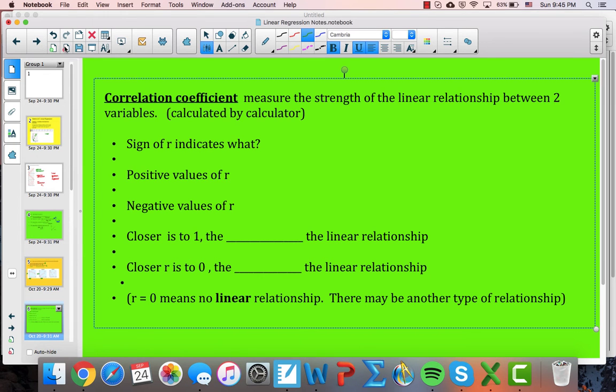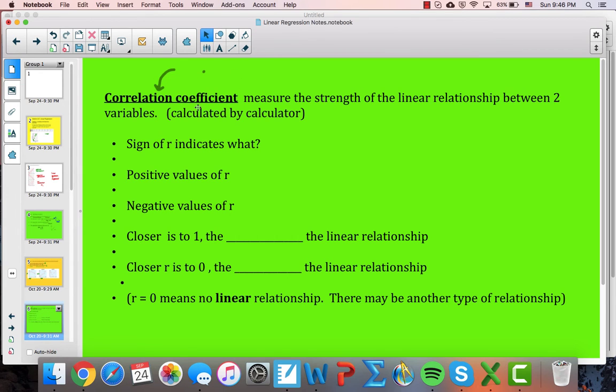Okay, a couple more things. When we're describing this correlation, there's a value on our calculator that can help us, okay, called the correlation coefficient. On our calculator, that correlation coefficient is the letter R. And I'm going to show you that on the calculator, okay? But it measures the strength of a linear relationship. So we can only look at the correlation coefficient if the relationship is linear. And our calculator calculates it for us. But what does it mean?